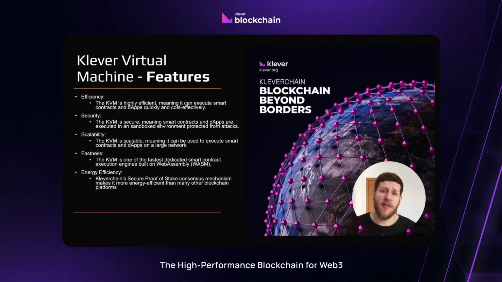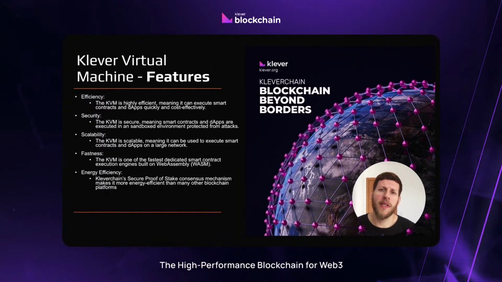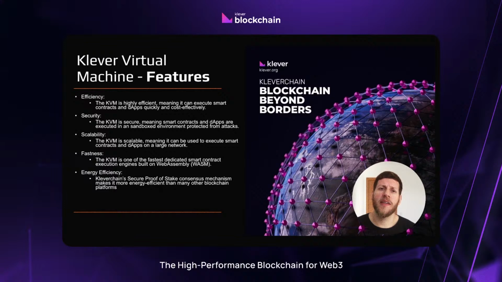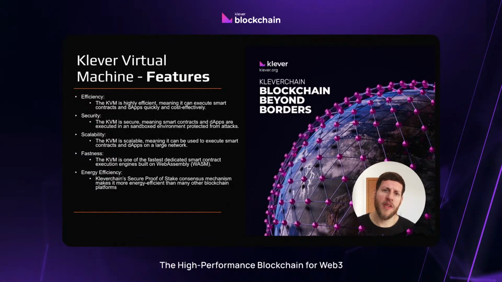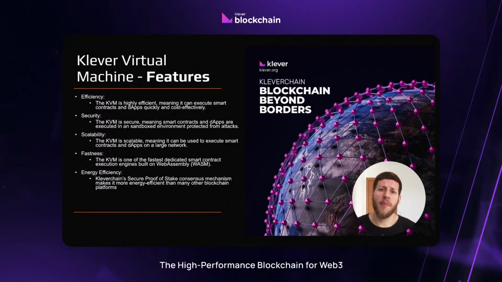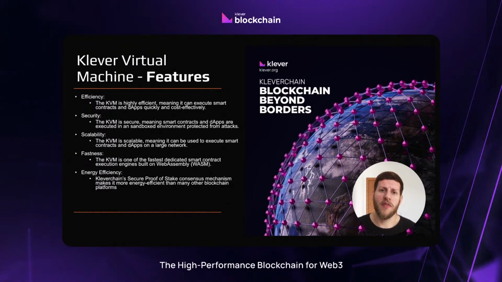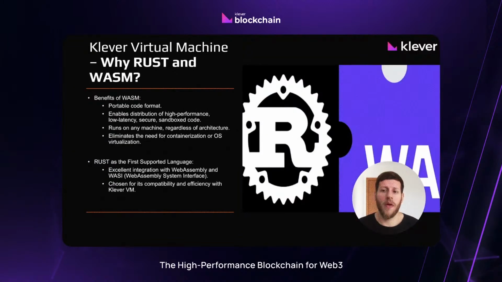KVM stands for Klever Virtual Machine, and it's the Klever implementation of a WebAssembly Virtual Machine that runs all smart contracts inside the Klever Chain protocol. It's built to be efficient, executing smart contracts and dApps quickly and cost-effectively; secure, because all code execution happens in a sandboxed protected environment; and fast, one of the fastest smart contract engines built on WebAssembly. So why Rust and WASM?